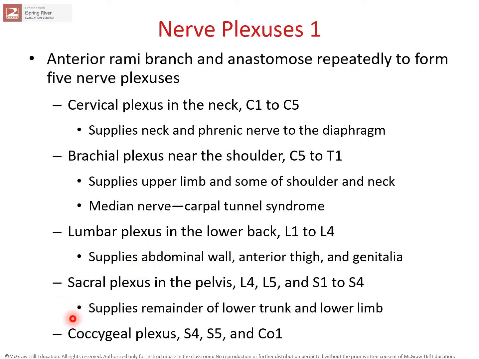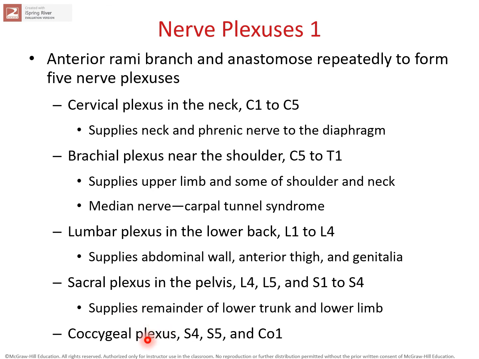And the sacral plexus is in the pelvis, buttocks, genitals, thighs, calves, and feet. The sacral plexus is located in the pelvic cavity, and they supply the remainder of the lower trunk and the lower limb. Then you have the coccygeal plexus. The coccygeal plexus originates from S4, S5, and the coccygeal spinal nerve. And this nerve is interconnected with the lower part of the sacral plexus.